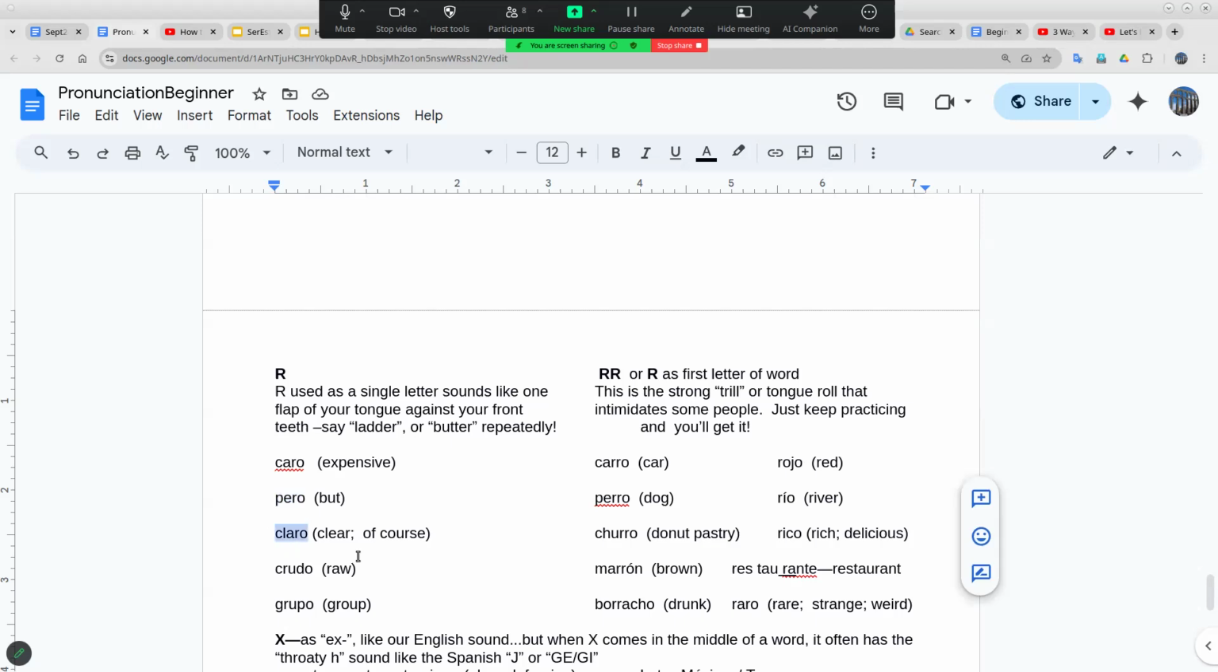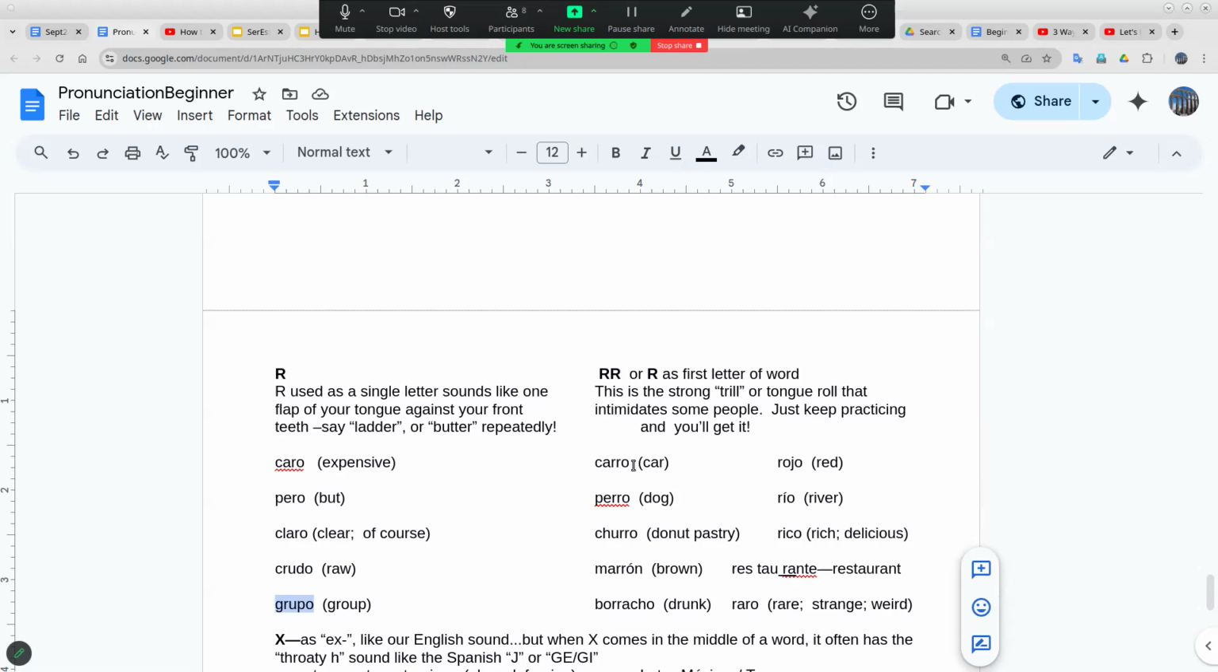Claro. Some people will use claro instead of responding sí, yes. They'll say claro, and it means of course, which is the same thing as saying yes, right? Crudo. Crudo is the word for raw, something that isn't cooked. And here's a word that's a cognate. It sounds like what you think, and it means what you think: grupo.